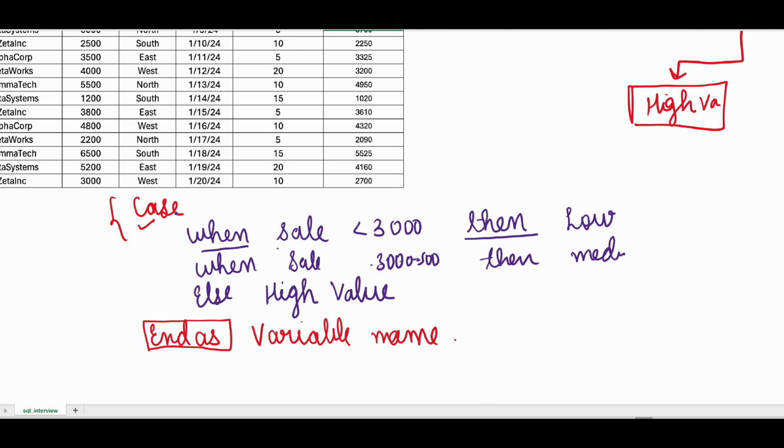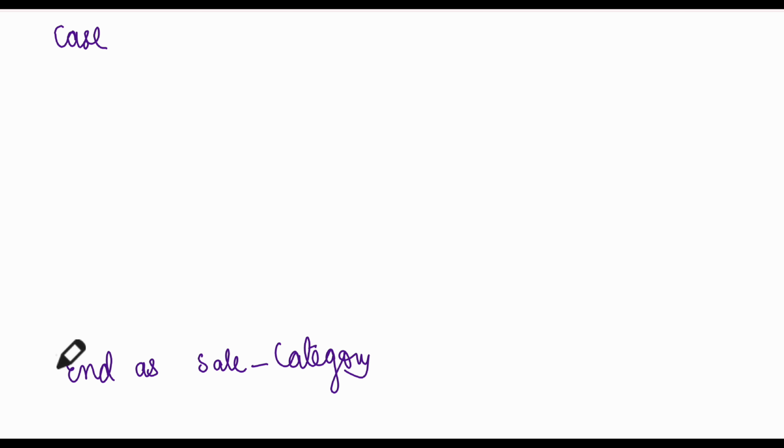So I will show you this case when once again. I know it might get repetitive for people who know, but it is very important to understand the syntax. So how do we write the case when statement? First of all, remember, you have to write down this case keyword, and you have to write down this end as, and this is the variable name. For example, this is sale underscore category. Now, as I mentioned, this is a keyword, you cannot change it.